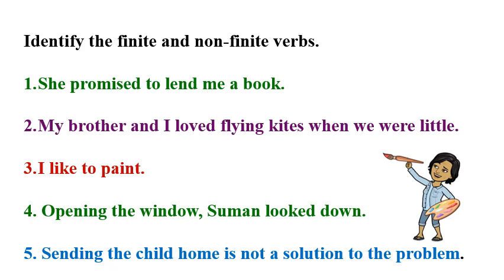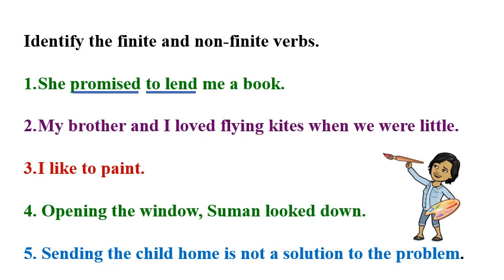To identify the finite and non-finite verbs, first we have to find out the verb in the sentence. A verb is an action word. Look at the first sentence. She promised to lend me a book. The verbs in this sentence are promised and to lend.